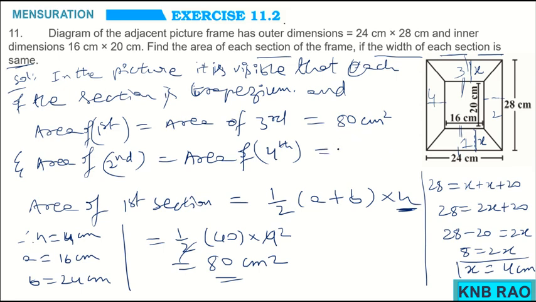Now can you find area of the fourth section? It is very simple. It is half of 20 plus 28 into 4. Half into 4 is 2. 20 plus 28 is 48. 48 twos are 96 centimeter square. It's orally we can say. Understood? That is the answer.